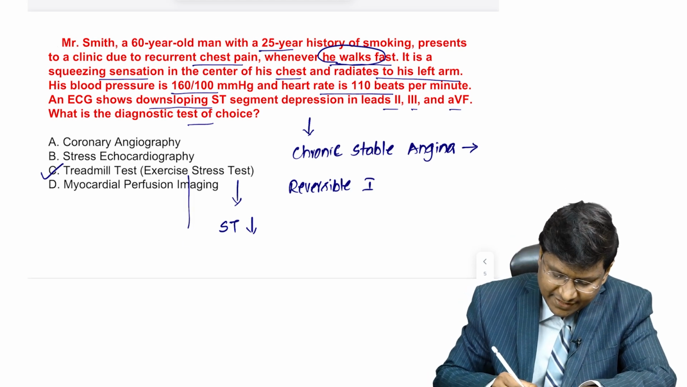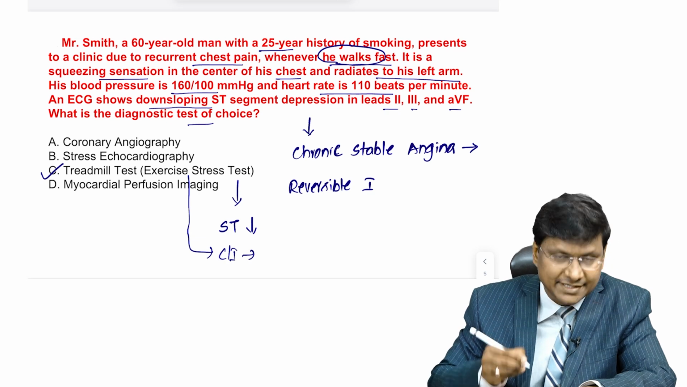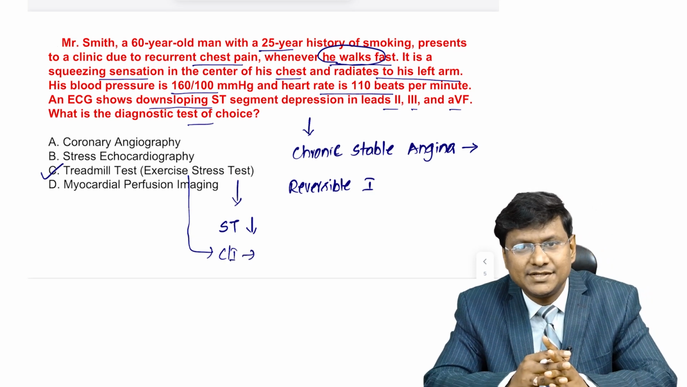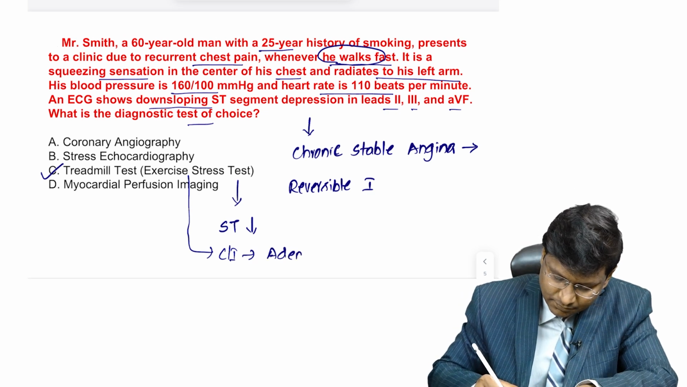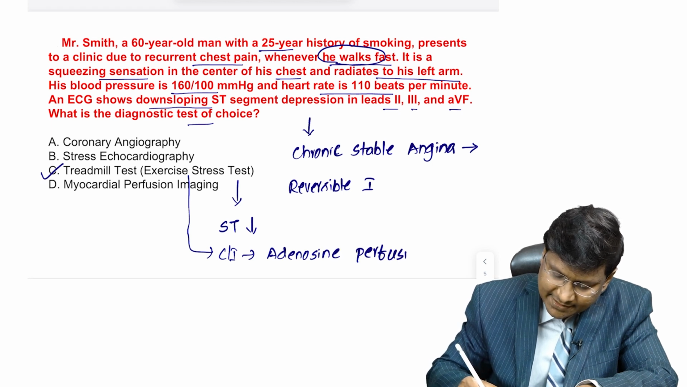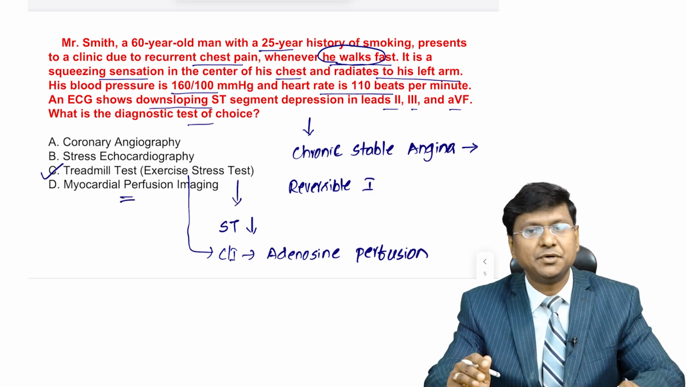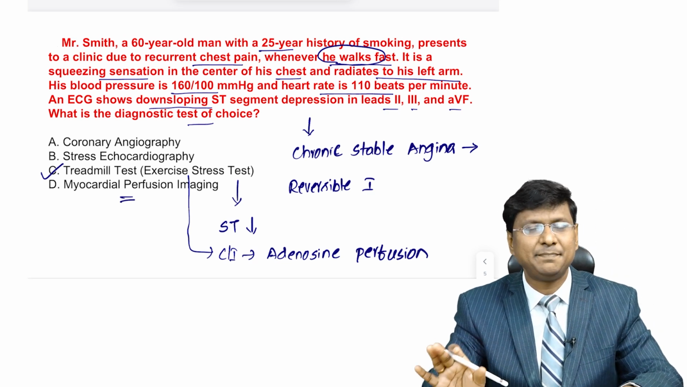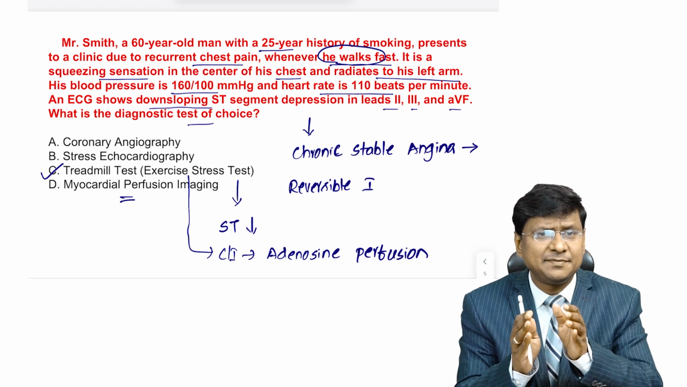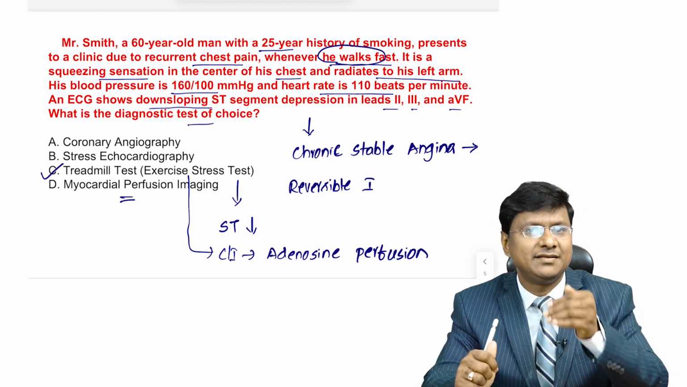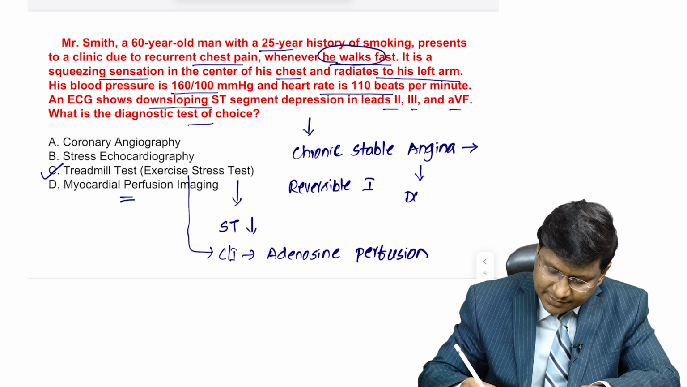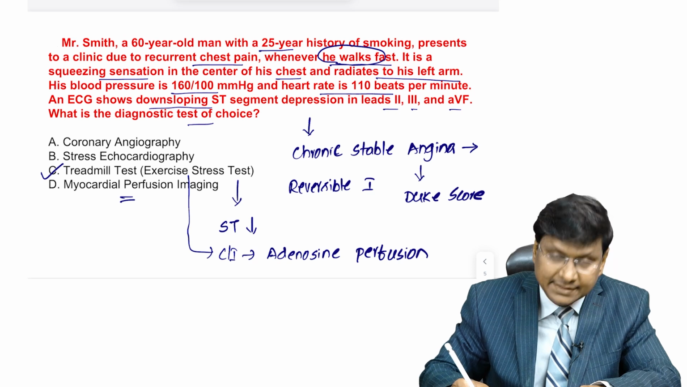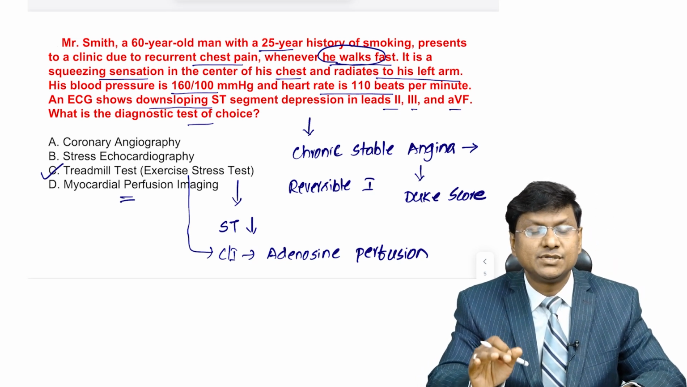Now, if there is any contraindication for the treadmill test, then the alternative test that can be done is the adenosine perfusion test, right? Or, if there is any other contraindication for the treadmill test, myocardial perfusion imaging can also be safely performed. And the score which will evaluate and determine the treatment modality in chronic stable angina is the Duke score. It is the Duke score which will determine the severity as well as evaluate the treatment.